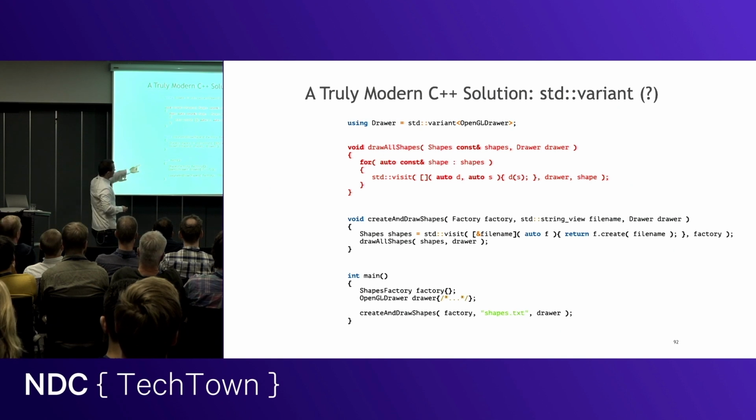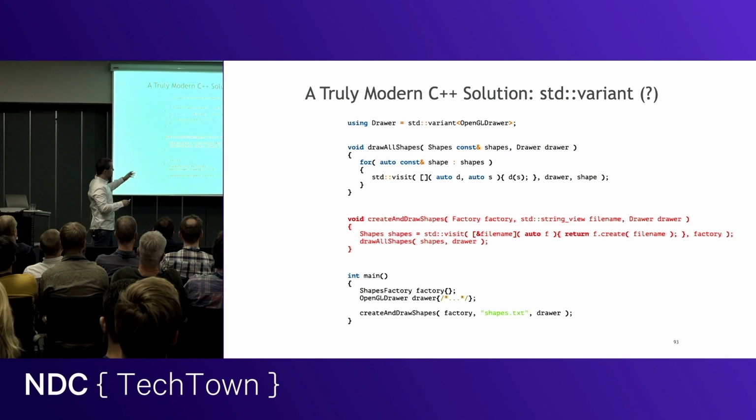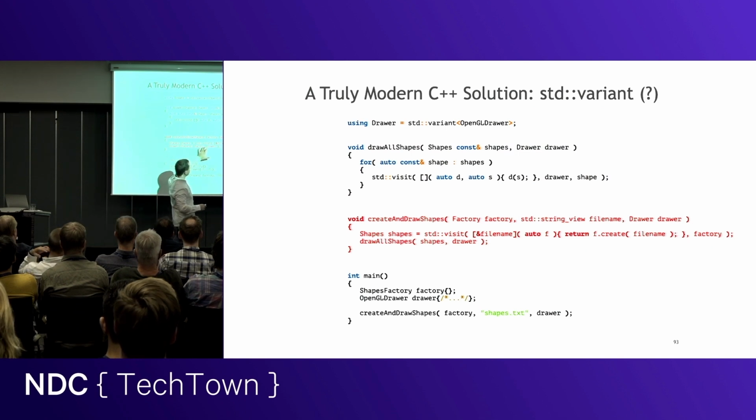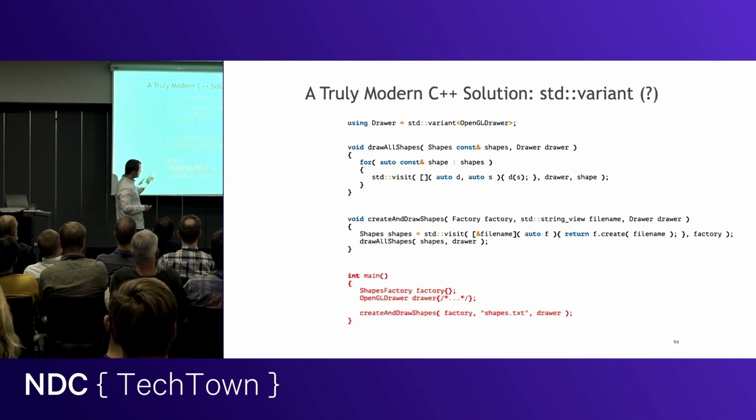Create shapes is pretty much the same, but the visit is now used as well. And then in the main function, I would simply create a factory and some drawer, and I'd put them together in the create and draw shapes call.